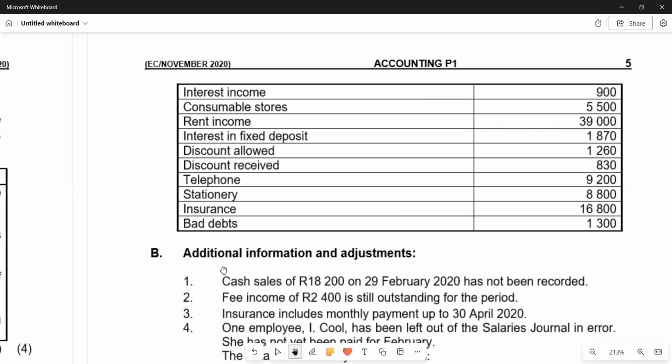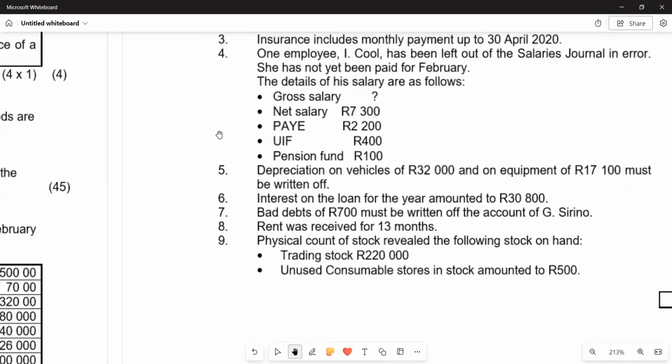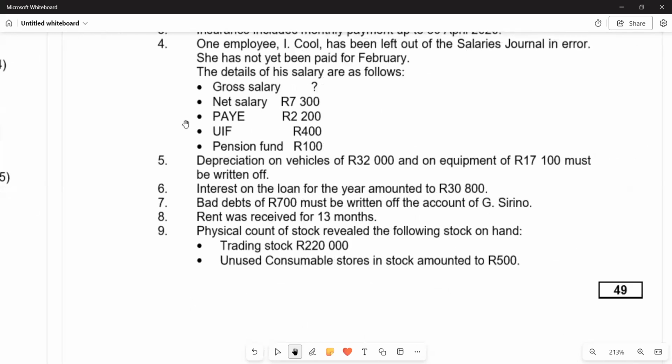And then on information B, we have additional information and adjustments going down from information 1 to information 9. That's where our question ends. So you are supposed to go through each and every additional information before you start to answer the question, so that you comprehend the adjustments which need to be done.